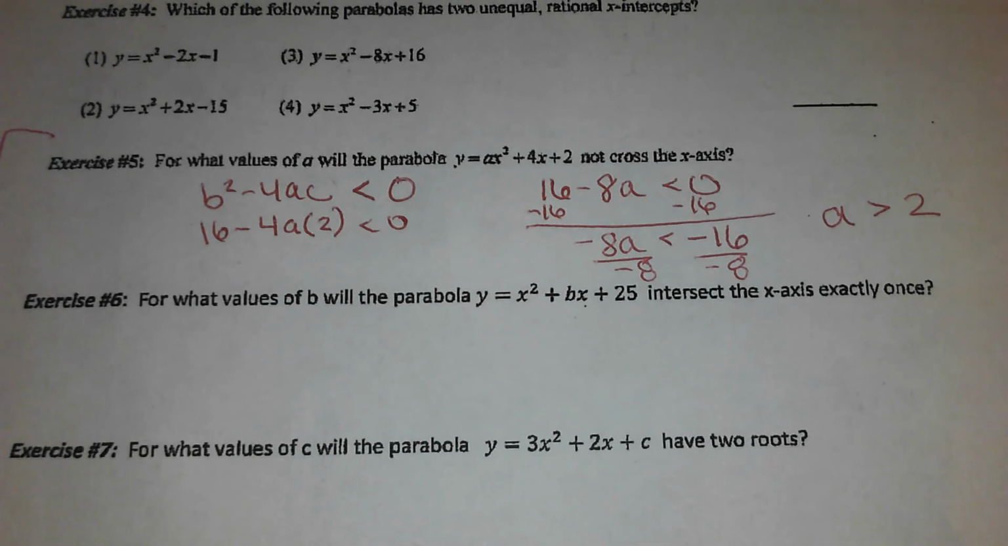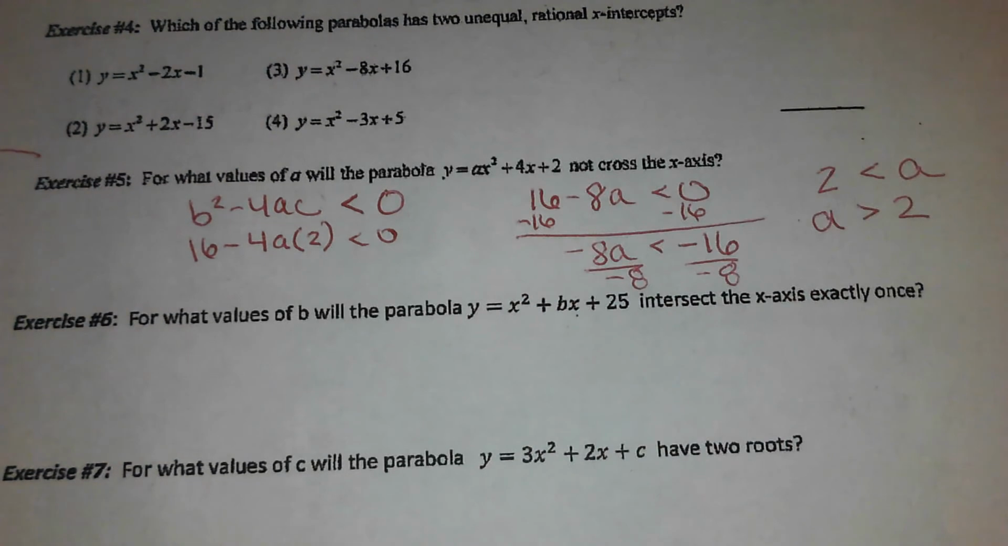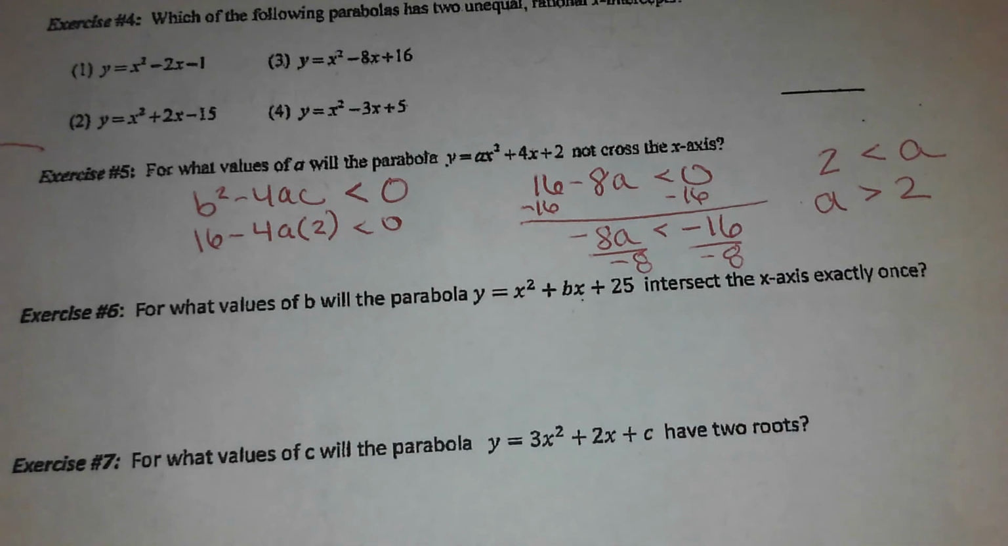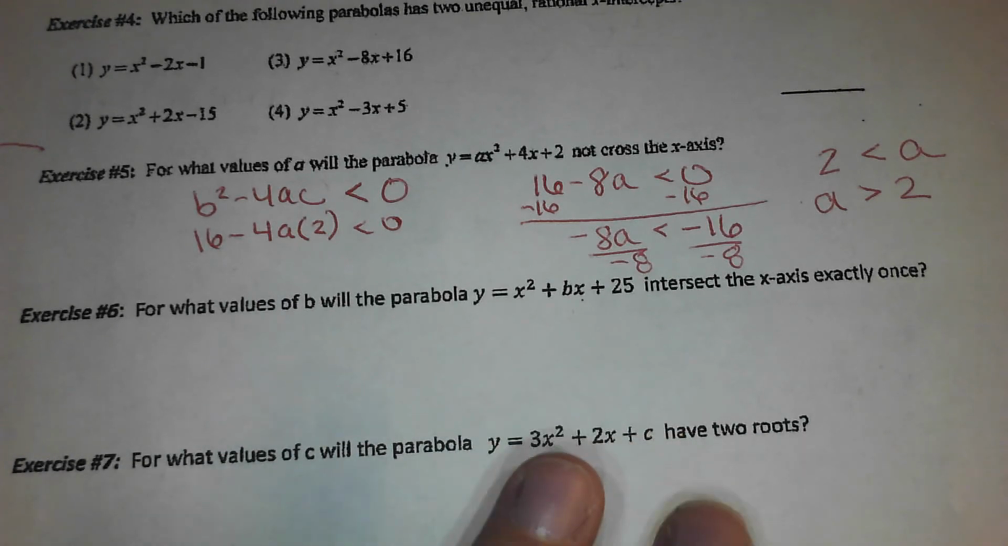Correct. So that's why people sometimes avoid keeping a negative 8A. They might have chosen to add an 8A over. And in that case, those people would have gotten 2 is less than A, which is the same thing. 2 being smaller than A is the same as A being bigger than 2. Okie doke. Really can't avoid the discriminant in this case.